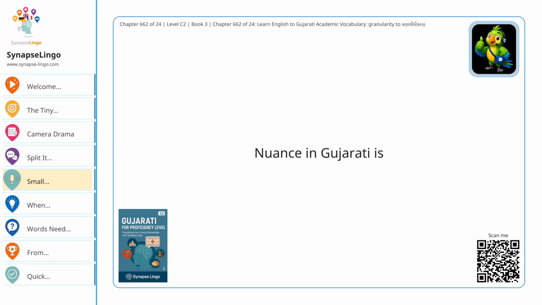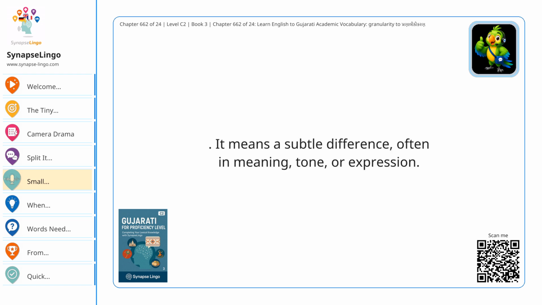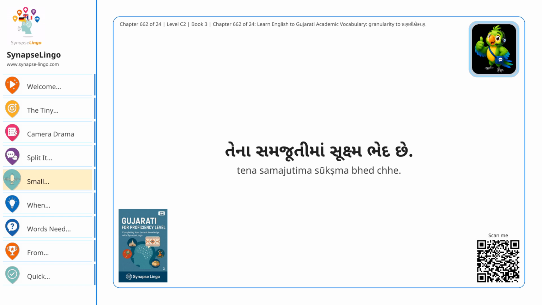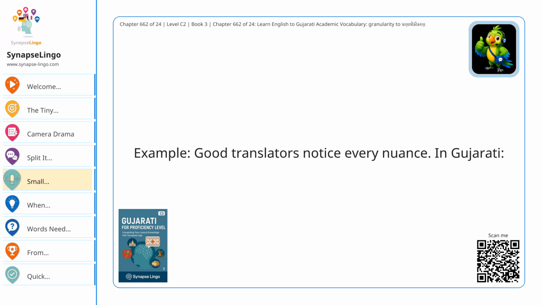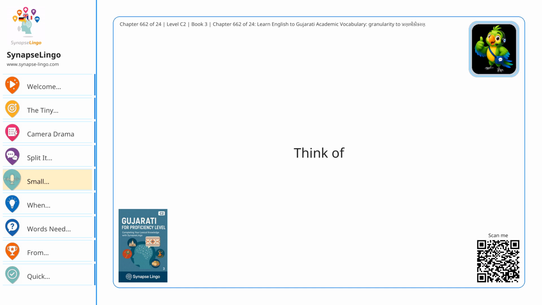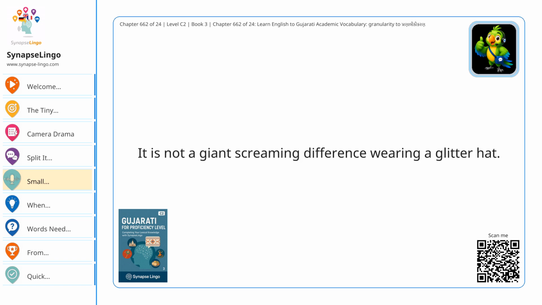Nuance in Gujarati is સૂક્ષ્મ ભેદ. It means a subtle difference, often in meaning, tone, or expression. Example: there is a subtle nuance in her explanation. In Gujarati: તેના સમજૂતીમાં સૂક્ષ્મ ભેદ છે. Example: good translators notice every nuance. In Gujarati: સારા અનુવાદકો દરેક સૂક્ષ્મ ભેદ ધ્યાનમાં લે છે. Think of સૂક્ષ્મ ભેદ as the whisper between two almost identical ideas. It is not a giant screaming difference wearing a glitter hat.